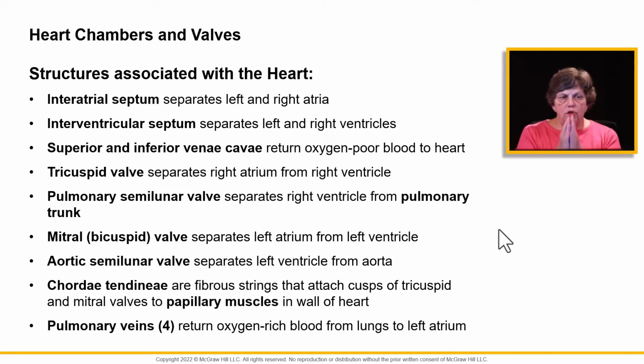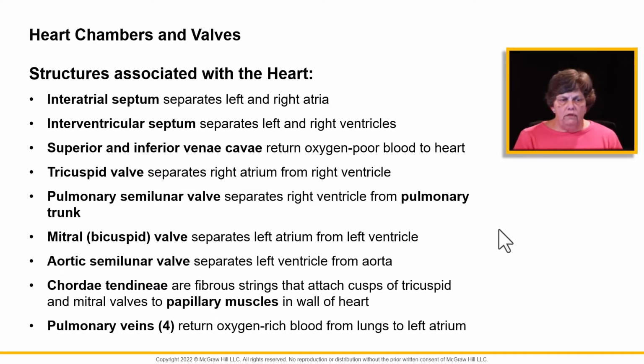So, some of the structures associated with the heart, you do have septums. You have septums or divisions between the atria and between the ventricles. So there is a piece of tissue between the 2 atria that is called the interatrial septum. You have a piece of tissue between the ventricles, the interventricular septum. All right. You have 2 big veins coming in to the right atrium of the heart. That is the superior draining above the heart, the inferior draining below the heart, and that's going to return that oxygen-poor blood back to the heart.